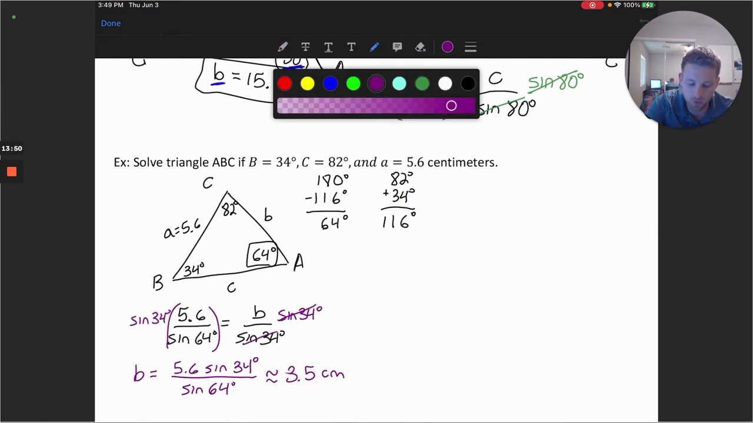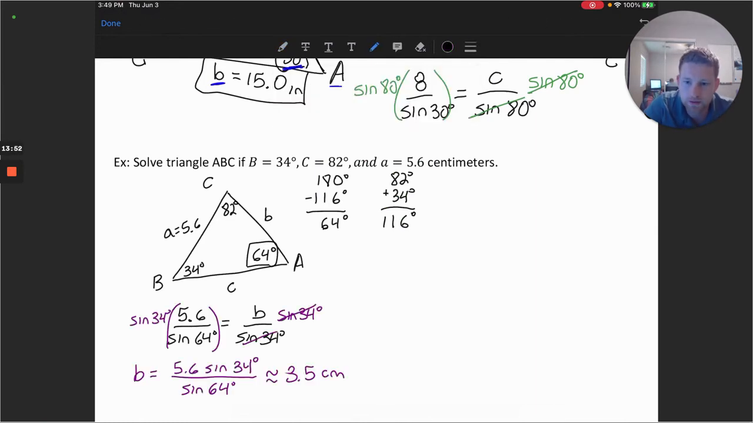The last calculation we'll do is for C here. The side length C is the last one to solve for. We'll start with the same ratio for A, because that is our known ratio.